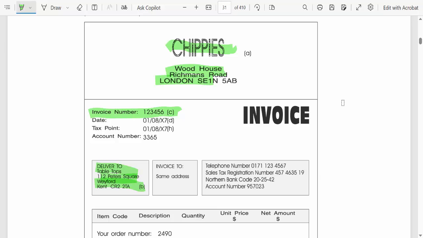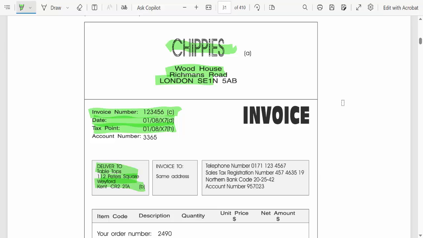4. Date of issue. The invoice date shows when the invoice was created. This is important for tracking due dates and understanding when the transaction occurred. 5. Tax point, time of supply. This is often the same as the invoice date and indicates when the sale took place for tax purposes.